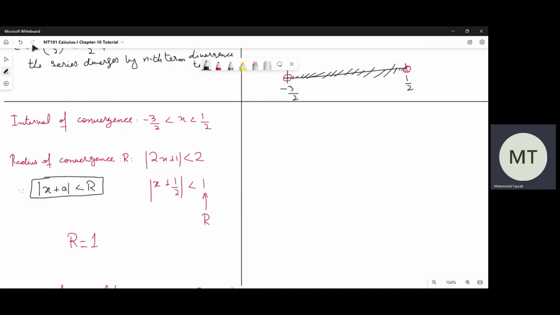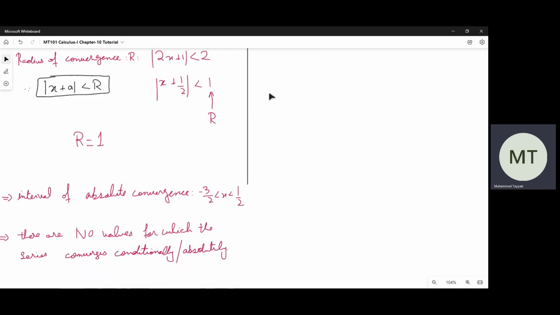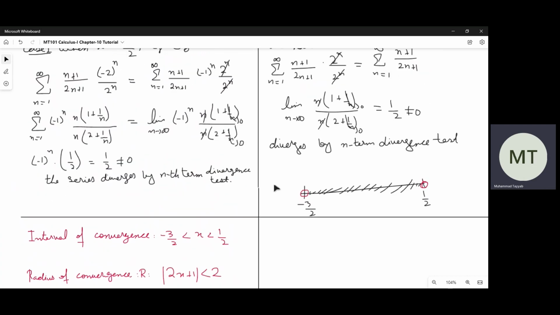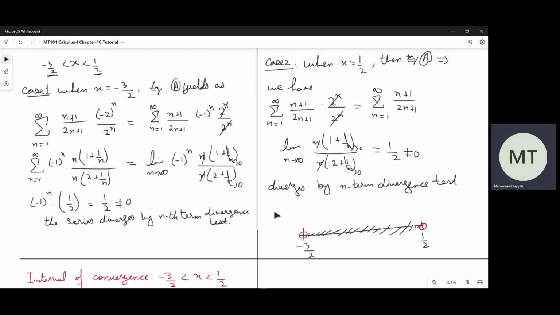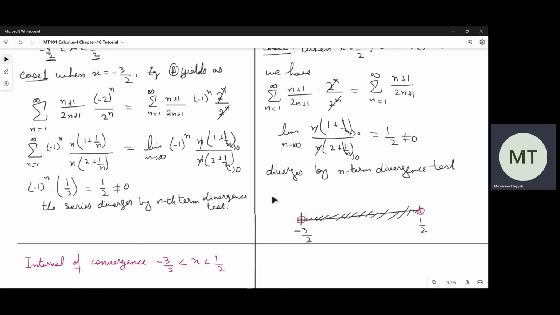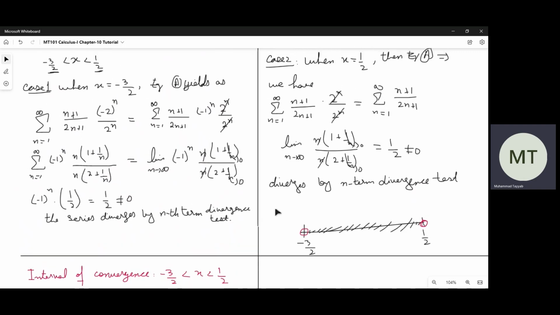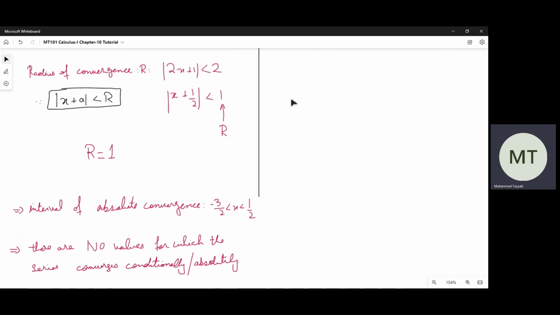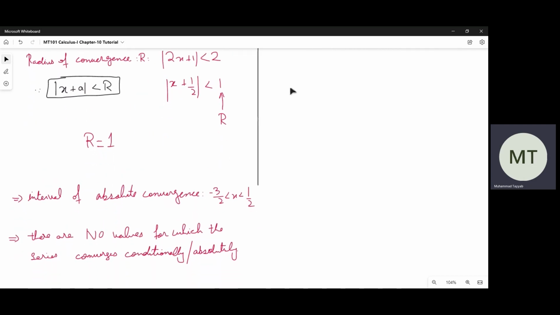And lastly, we have to check for what values the series is absolutely convergent or conditionally convergent. We have checked that for case 1 and 2, there are no values for which the series is conditionally convergent or absolutely convergent, because if you apply the absolute convergence, you will not find a different answer from what we computed in the normal series. So hence we can say that there is no point of absolute convergence or conditional convergence.